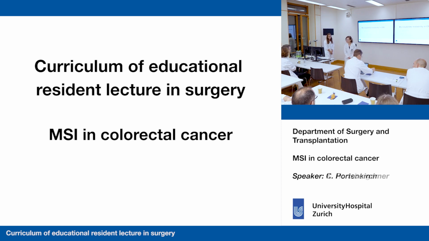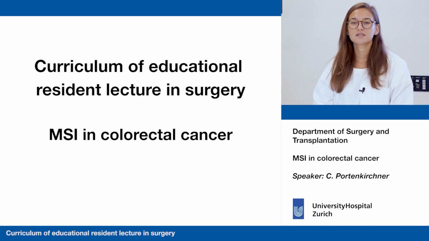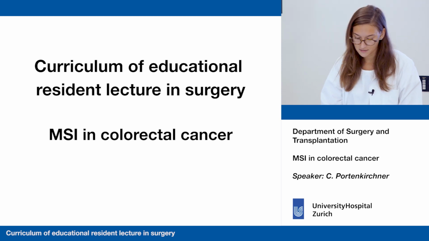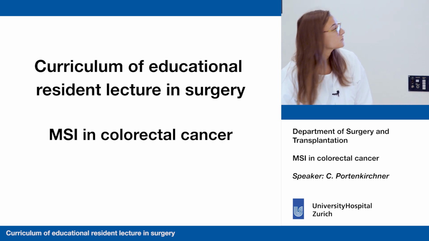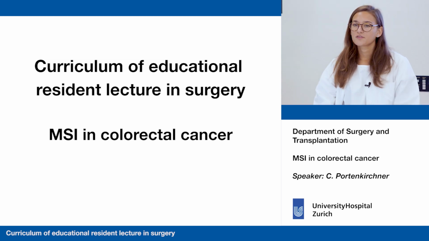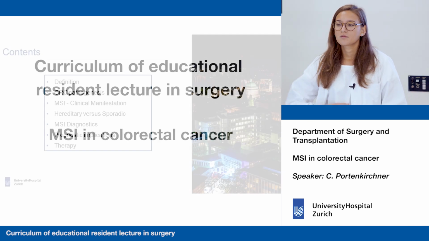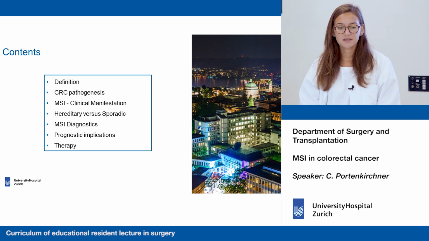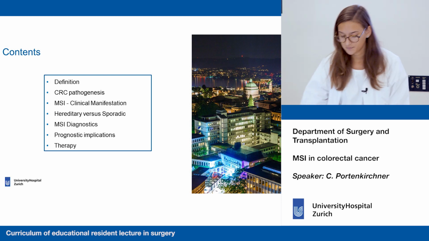Thank you very much. As you already heard, the topic of today's talk is microsatellite instability and colorectal cancer. First, we're going to have a few definitions and a short overview of colorectal pathogenesis. Then we will talk about microsatellite instability, clinical manifestations, hereditary versus sporadic appearance, diagnostics, prognostic implications, and in the end, we will have a short look at therapy.